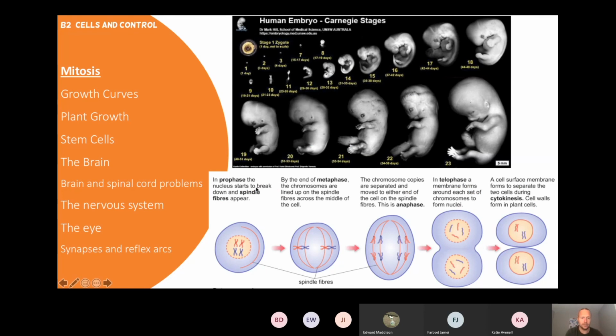But interphase is not on this diagram at the bottom. That's why I've just told you about it. So cells are normally in interphase, but when they start splitting, that's when mitosis happens. Right, so there's 4 stages. You need to remember them. So PMAT, the first one's prophase, then metaphase, anaphase, and telophase.